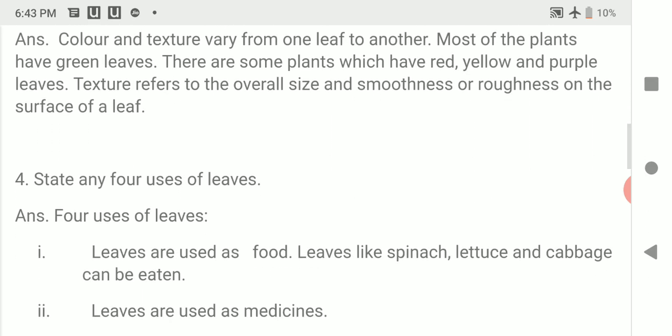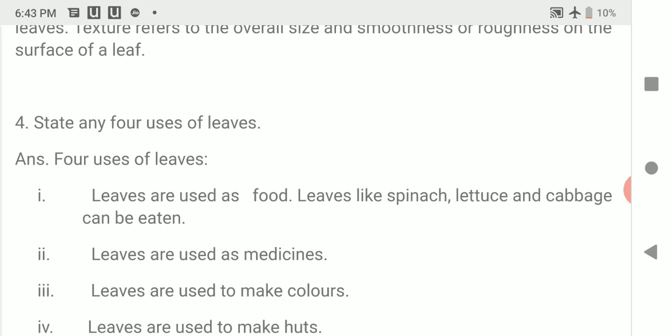State any 4 uses of leaves. Leaves are used as food. Leaves like spinach, lettuce and cabbage can be eaten. We eat leaves. Leaves are used as medicines. Leaves are used to make colors. Leaves are used to make huts, to make roofs of huts.